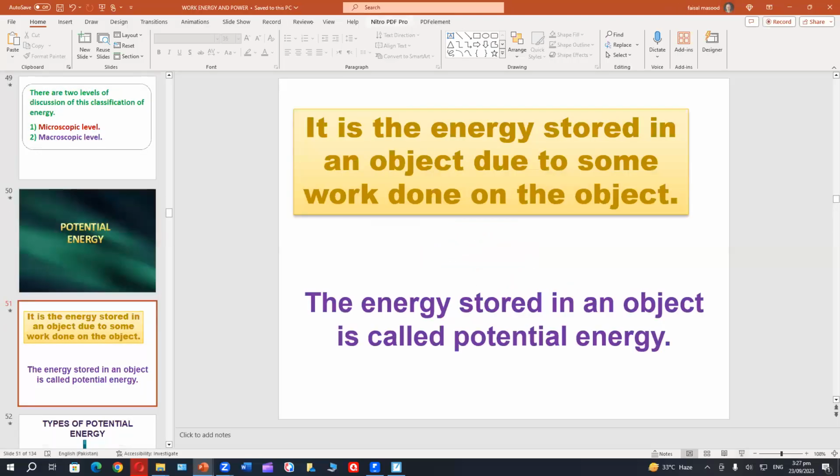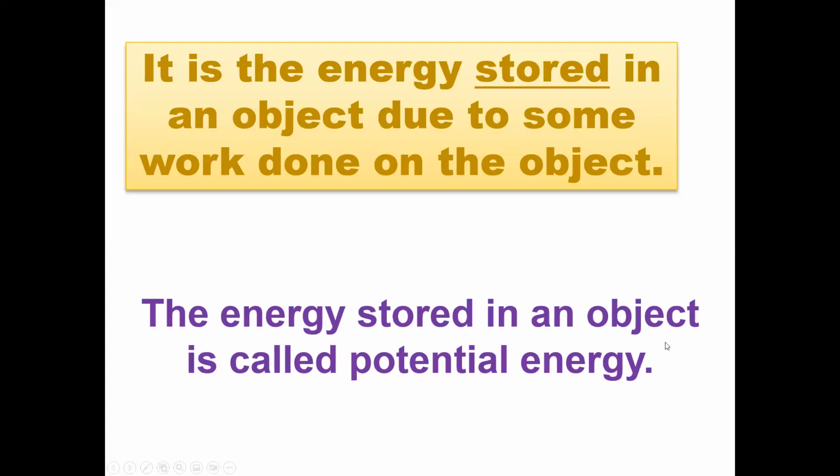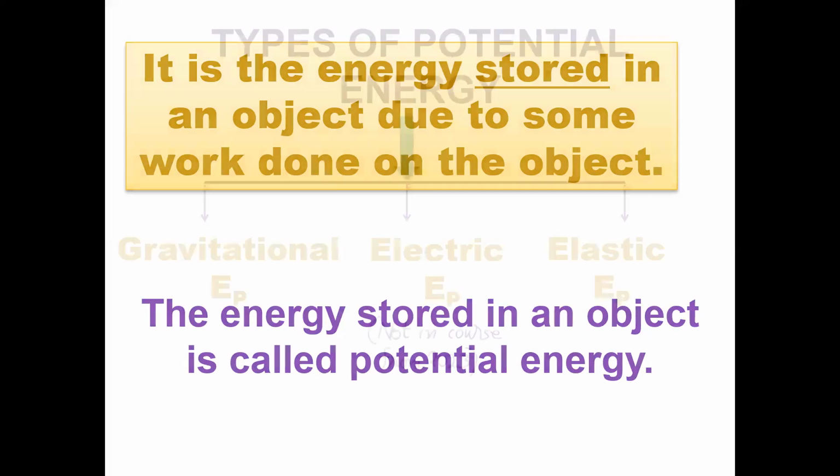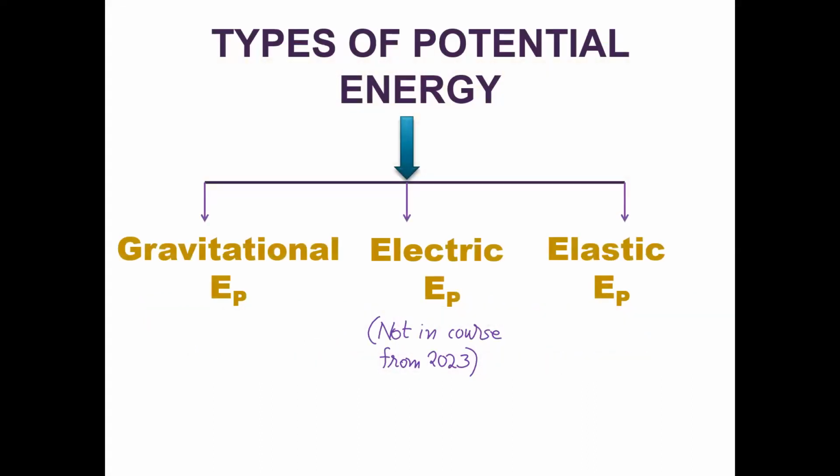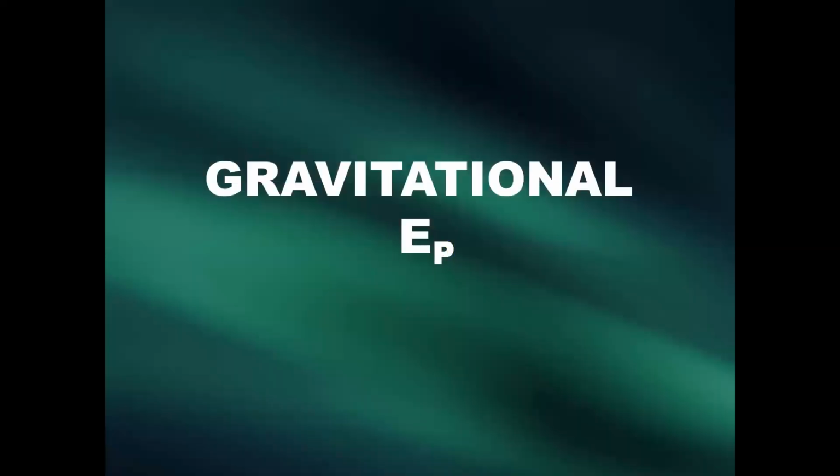Potential energy is the stored version of energy. This is the energy which is stored in something and it is due to some work done. In our course, there are three important potential energies: gravitational, electric, and elastic. Last year they removed electric potential and shifted it to our A2. Now, gravitational EP, its definition is very famous.